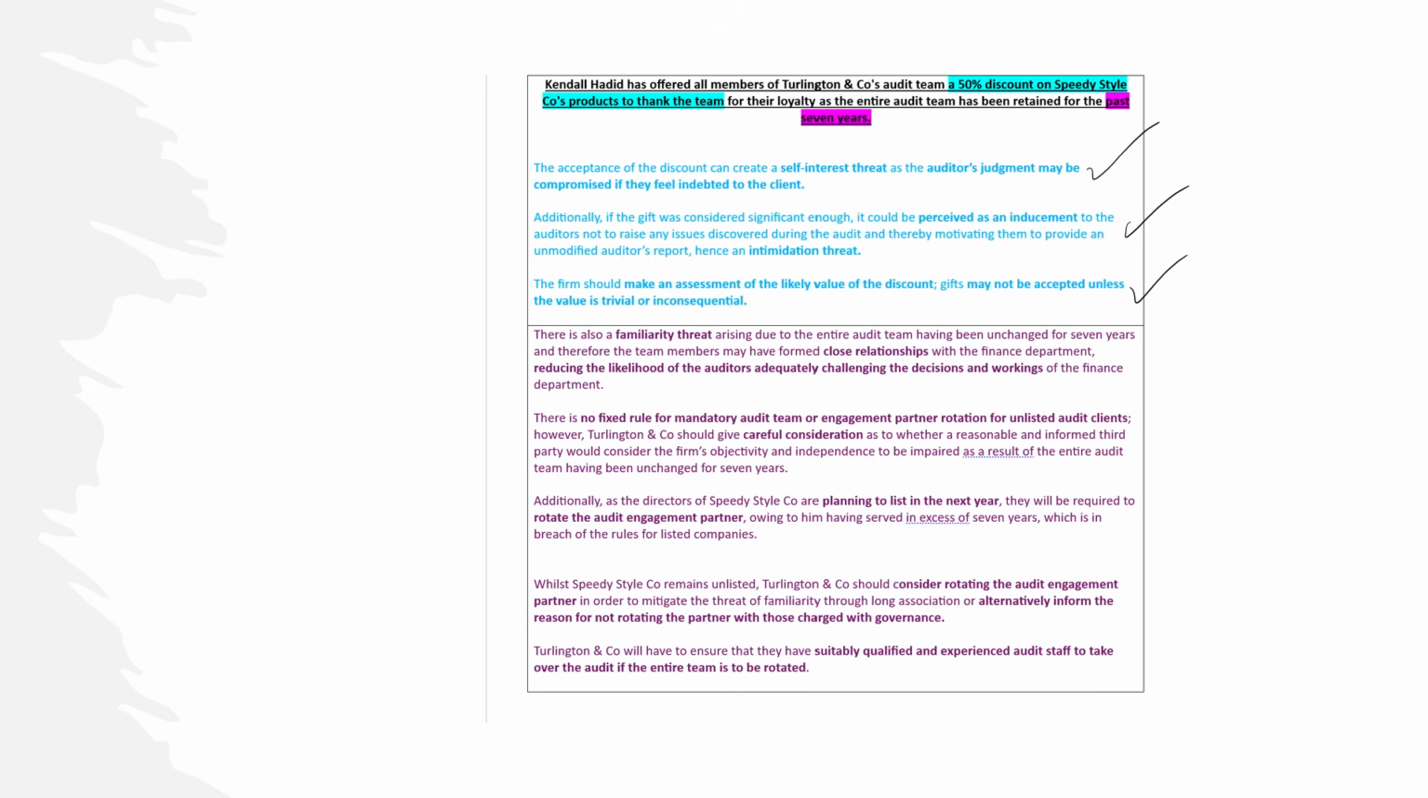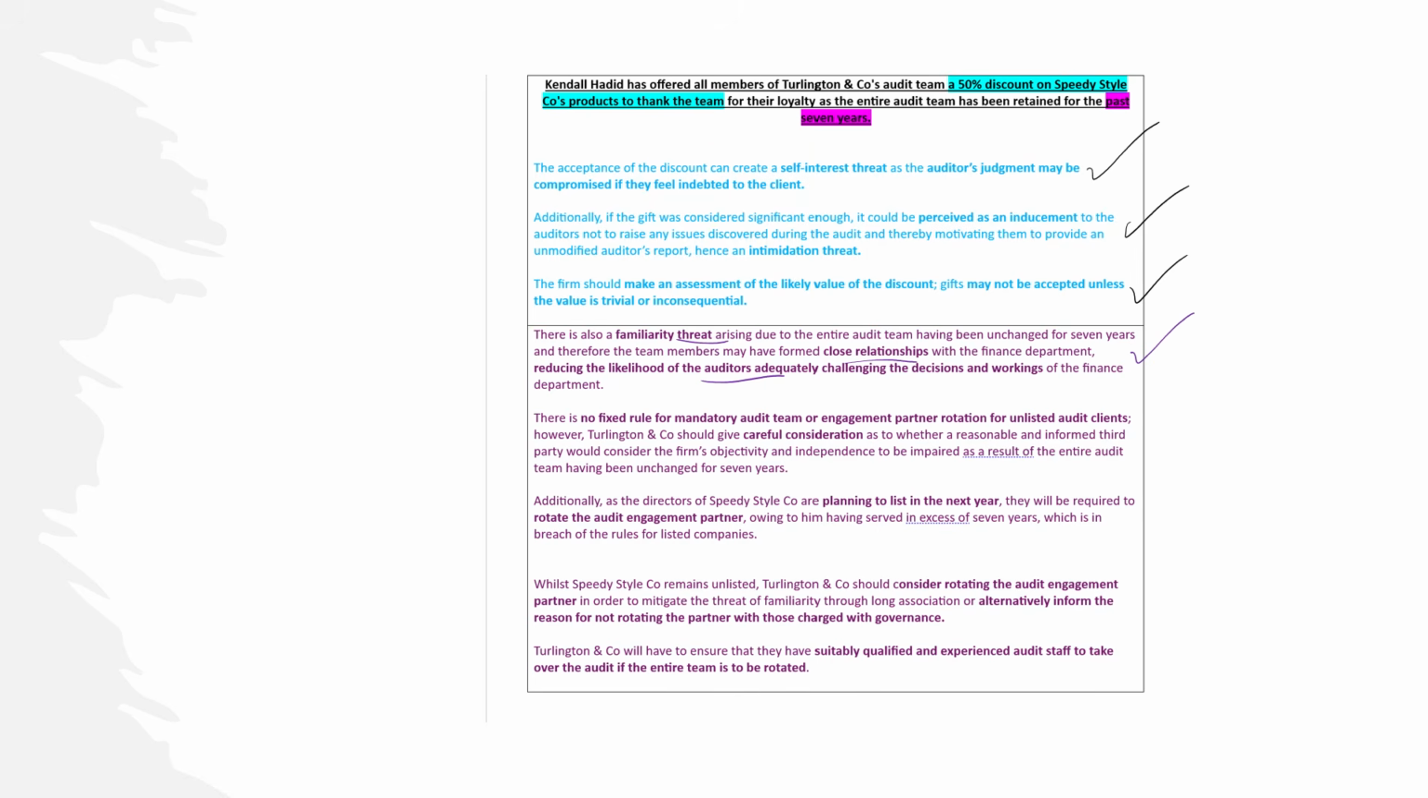With regards to the 7 years, I start off by talking about familiarity. Please remember, and I should have said this earlier, just naming the threat is a 0 in AAA. You have to explain the threat. So if you simply say there is a familiarity threat, full stop, that's a 0. You have to explain because of the close relationship, auditor's judgment could be compromised. So familiarity, close relationship, and judgment compromised.